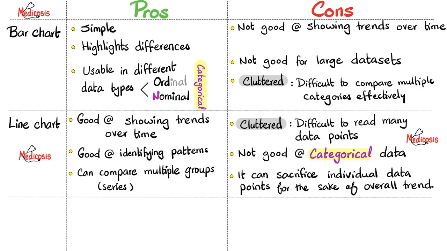Disadvantages of the line chart: it can get cluttered very quickly. It's good for numbers, but it's not so good for categories. And because there are no solutions in life, only trade-offs, line charts will show you the trend over time, but they will sacrifice individual data points. For instance, in the previous example, which was the stock price of Apple, using that graph alone, it's very hard to tell me precisely what was the stock price of Apple on the 12th of November of 2022.